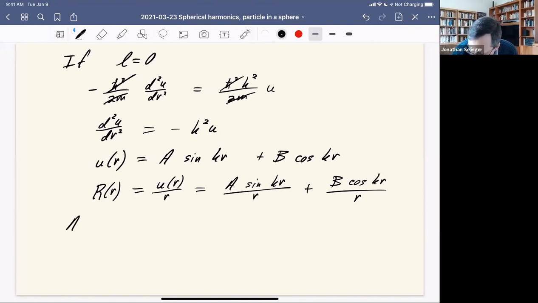So at the center, where little r goes to 0, the first term is actually okay, because the sine of kr in the numerator goes to 0, and the little r in the denominator goes to 0, and the ratio of those things is nice and well behaved. The second term, though, that's no good, because here the numerator goes to b, but the denominator goes to 0. See, it blows up.